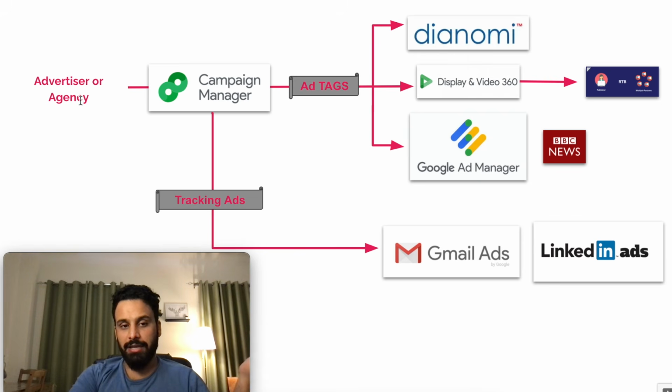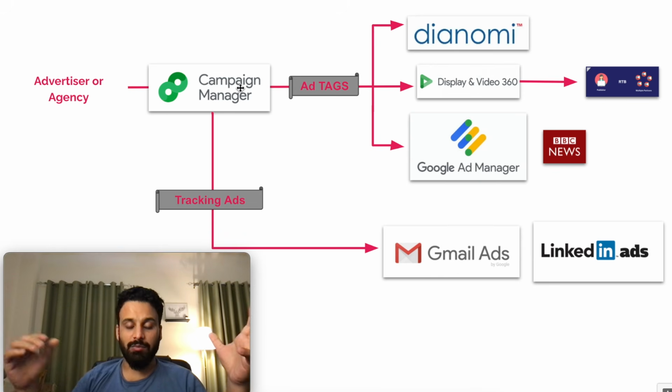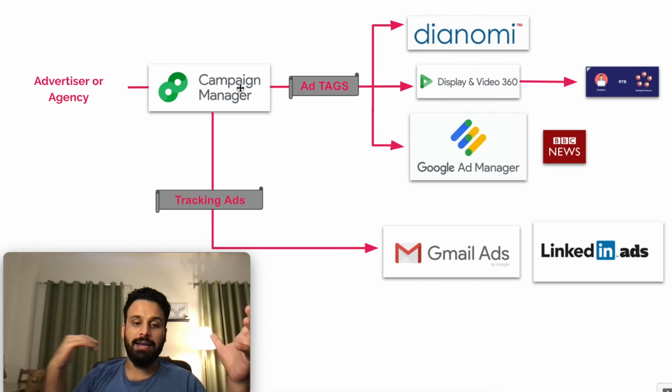If you see an agency or an advertiser, what they have done is they have hosted all their creatives in Campaign Manager. Now this particular advertiser has a campaign running on Dinomy, for example, which is an ad network. Then they have a campaign running on DV360. Then they have a direct deal with bbc.com. In the next video, we'll discuss what ad tags are and all these.